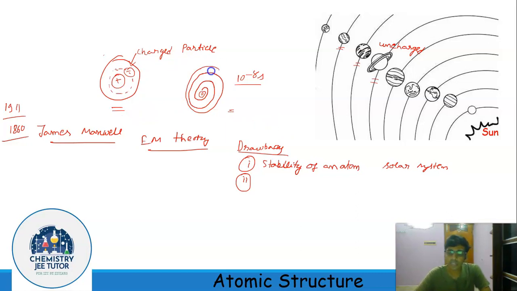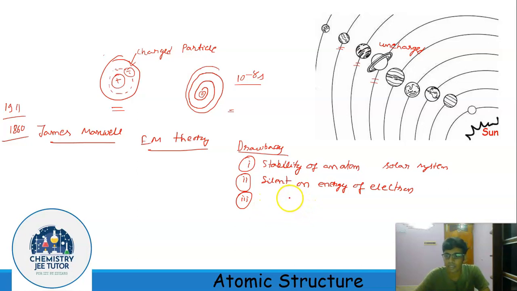Secondly, though Rutherford gave the nuclear model of an atom, it doesn't talk about the distribution of electrons in the extranuclear part, how the electrons are distributed around the nucleus and what the energies of these electrons are. It remains silent on the energy of electrons. Another thing is that it was not able to explain the line spectrum of the hydrogen atom.